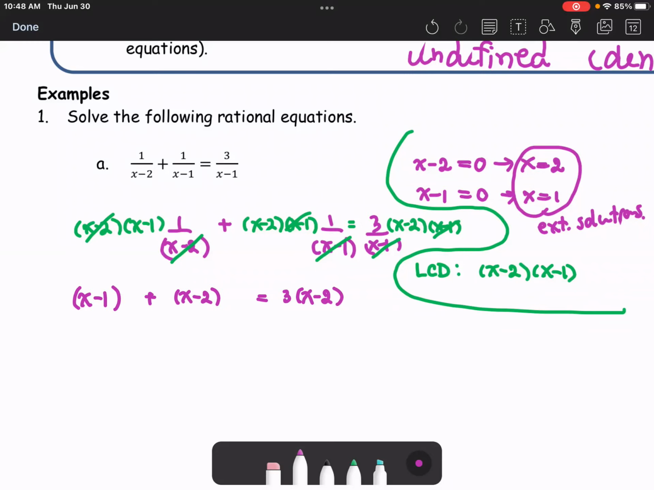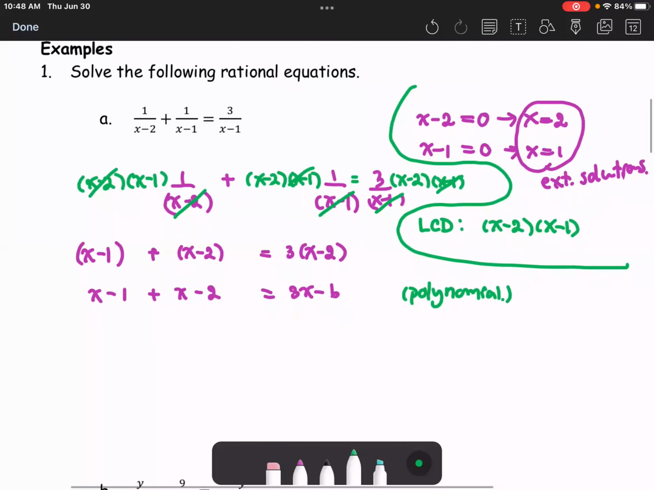Next, we take away the grouping symbols. x minus 1 plus x minus 2 equals 3x minus 6. At this point, the rational equation has disappeared, and we have a polynomial equation instead. Then we collect like terms. On the left-hand side, x plus x becomes 2x, and minus 1 minus 2 becomes minus 3, while the right-hand side is 3x minus 6.